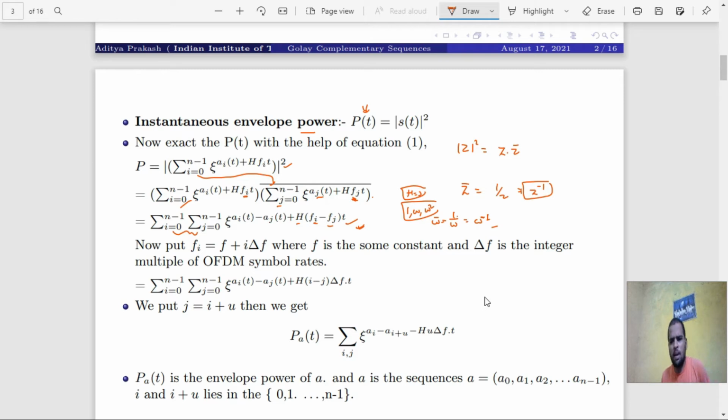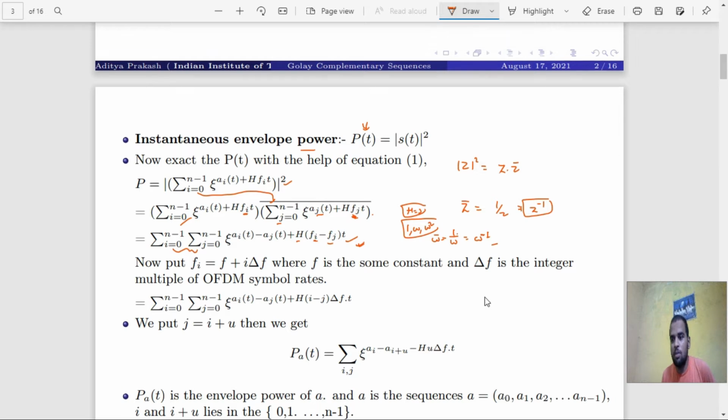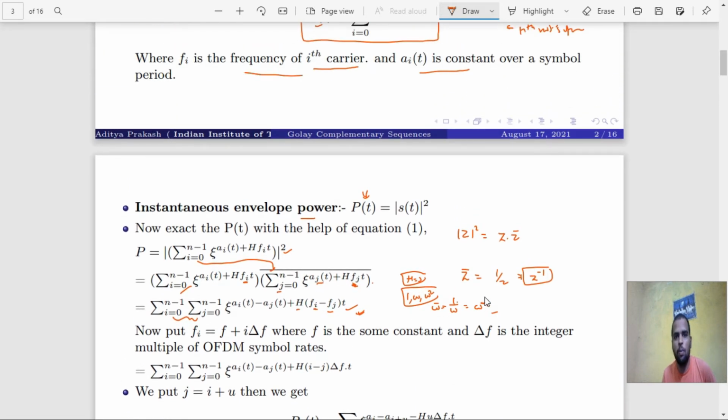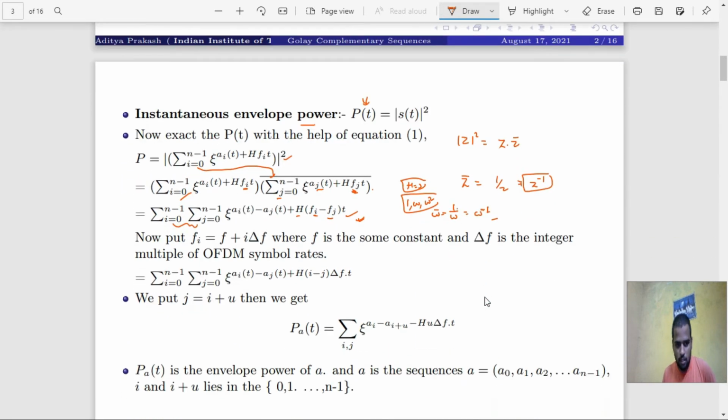Now let us simplify this a little more to understand it better. We take f_i equal to f plus i times delta f, where f_i is the frequency of the ith carrier. We replace f_i with f plus i delta f, where f is some constant and delta f is an integer multiple of the OFDM symbol rate. That means the frequency increases in that manner, so we can simply replace f_i by f plus i delta f.